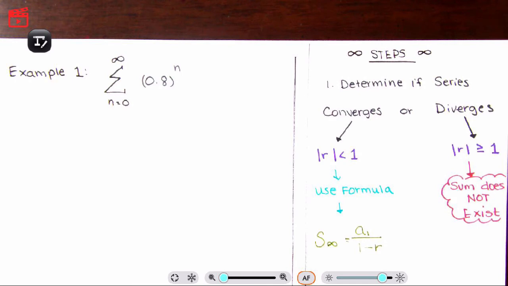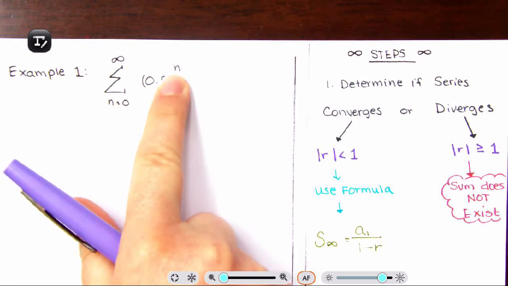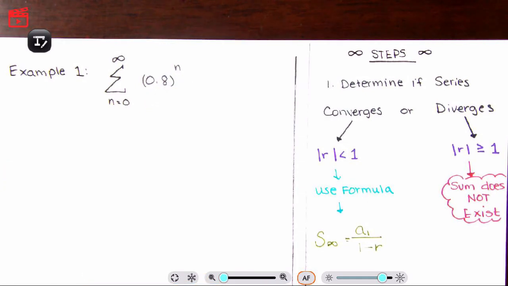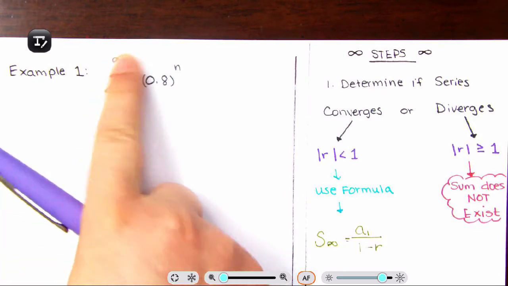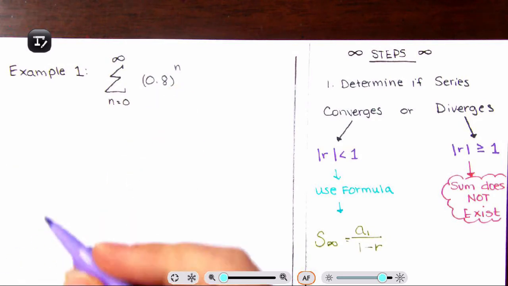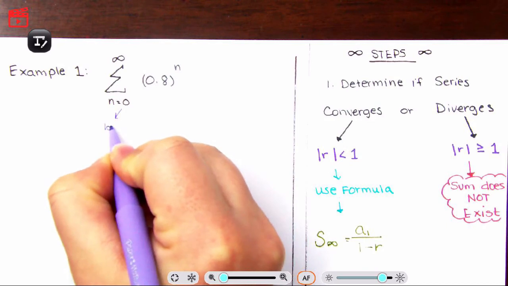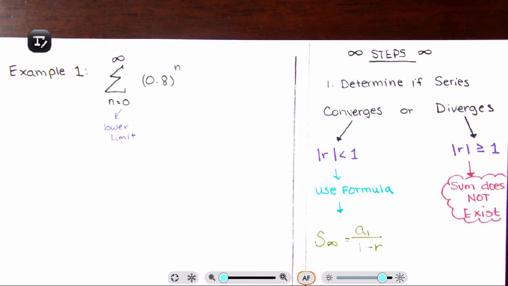Example number 1 says that we have 0.8 to the nth power. It's the summation from 0 to infinity of 0.8 to the nth power. So that means my lower limit is 0. The upper limit does not exist because infinity is just a concept. You can always have infinity plus 1 and have one more of whatever number you can imagine.